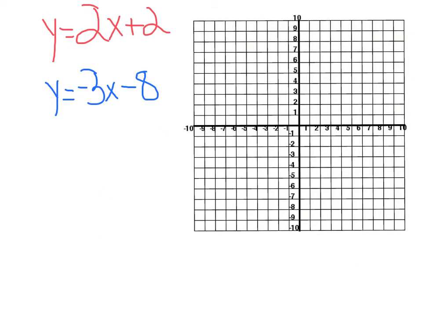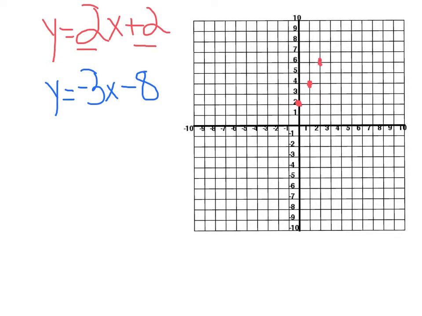I'm going to begin by graphing my red line. I see that my y-intercept is 2 because I have a plus 2 at the end. That tells me I'm going to go to 2 on my y-axis and put a point. My slope is also 2, the number in front of the x, and this tells me I'm going to go up 2 and over 1 to get my next point. I can then do that again to get another point.